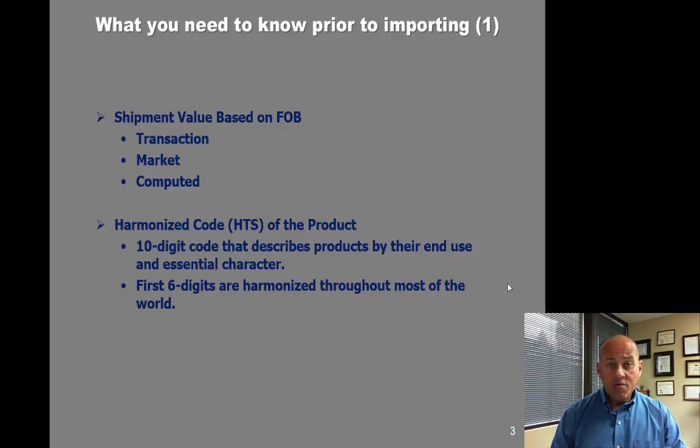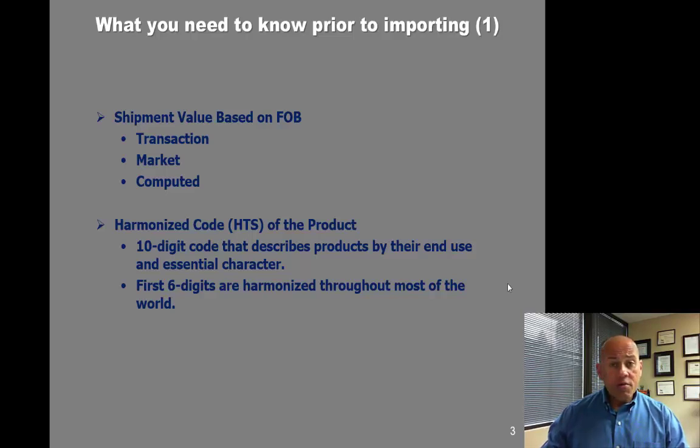U.S. value is FOB value, but other countries may differ. So throughout Europe, value for customs purposes is CIF. So it doesn't apply to all countries. So you have to check with your particular country to see what the valuation is based on as far as the Incoterm.